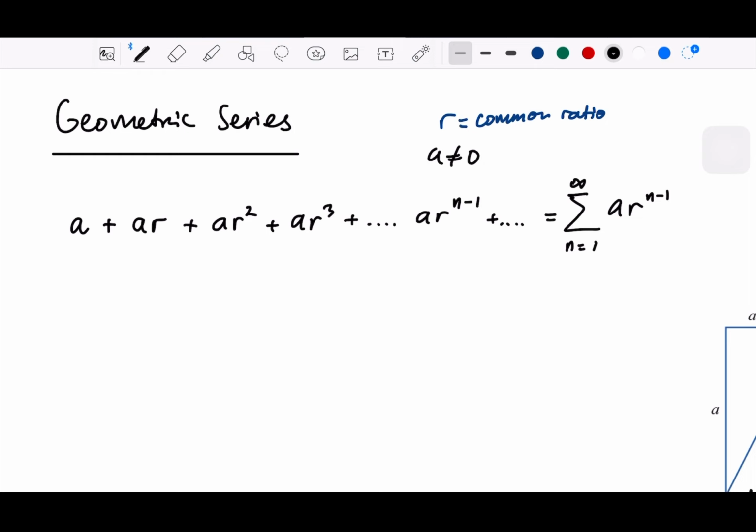If we remember the Zeno paradox, this starts from half, right? We could say that this is also a geometric series. So it starts from A equals half, and R is half. Okay.